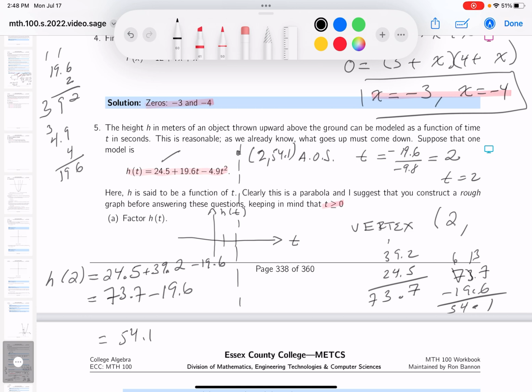And this parabola is opening downward like this. All right, what's the y-intercept going to be? Let's see, it's going to be 24.5. So I'm going to say somewhere over hereabouts.